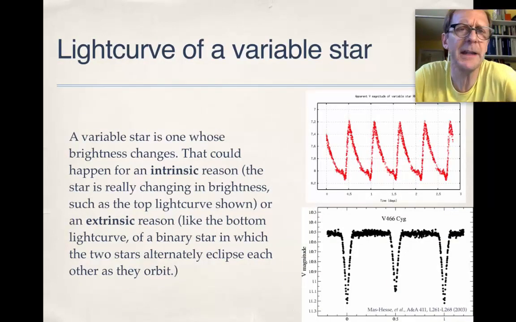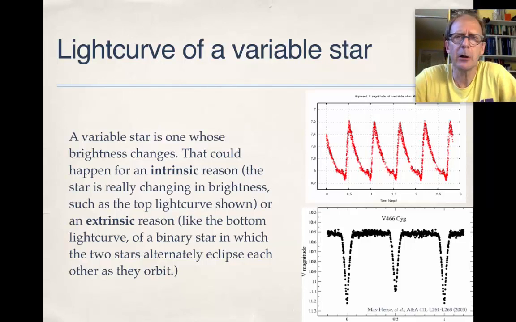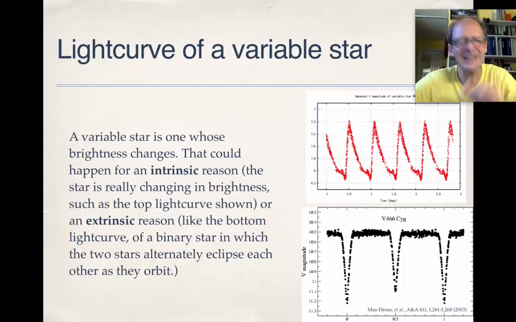So for some examples, here are the light curves of two variable stars. A variable star is one whose brightness changes. Our own sun basically is not a variable star. There are tiny, tiny, tiny fluctuations as sunspots come and go, but we do not consider the sun, our star, to be a variable star.